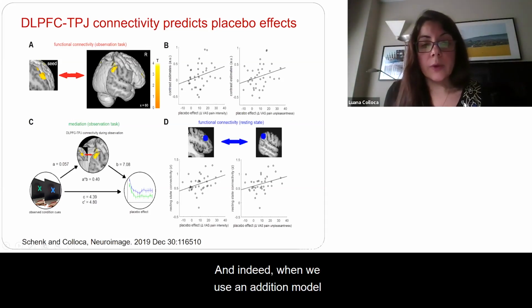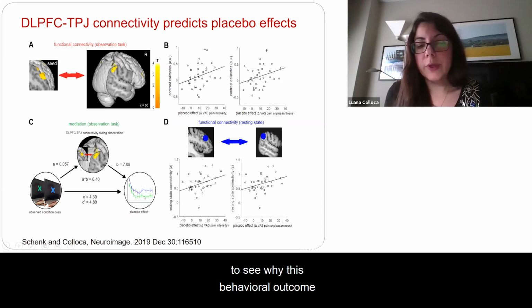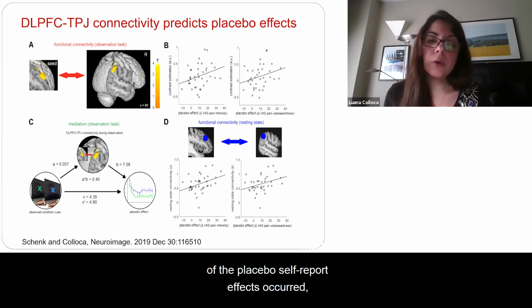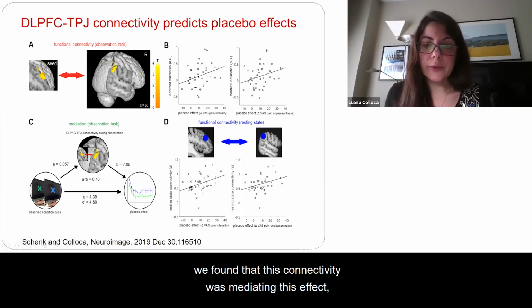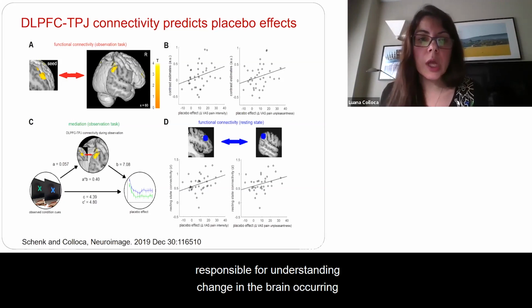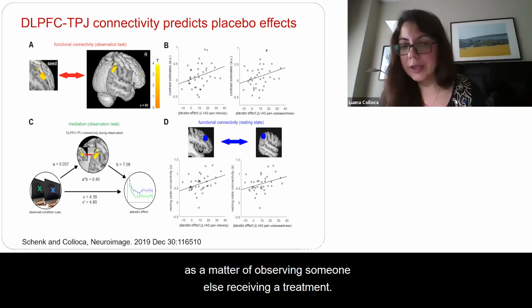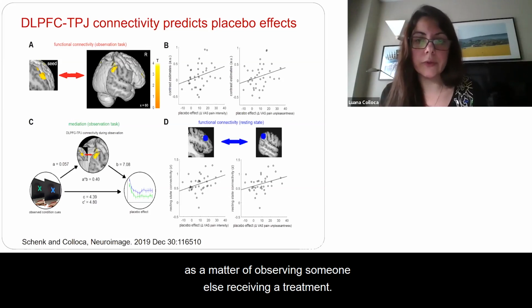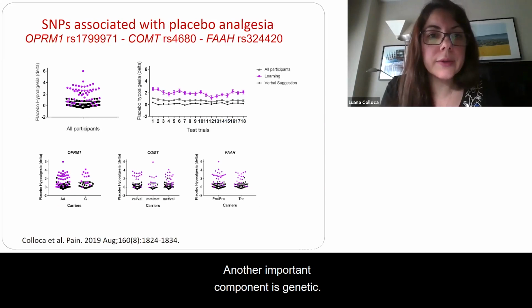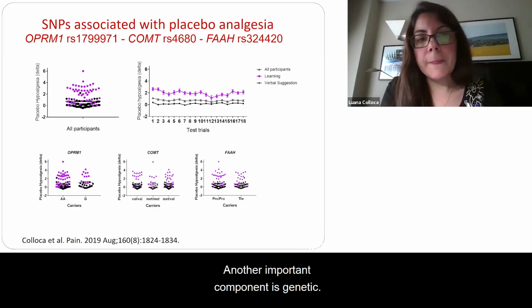Then the next question was, this must be an important mechanism of observational induced analgesia. And indeed, when we use a mediation model to see why this behavioral outcome of placebo self-report effects occurred, we found that this connectivity was mediating this effect, suggesting for the first time a mechanism responsible for understanding change in the brain occurring as a matter of observing someone else receiving a treatment.